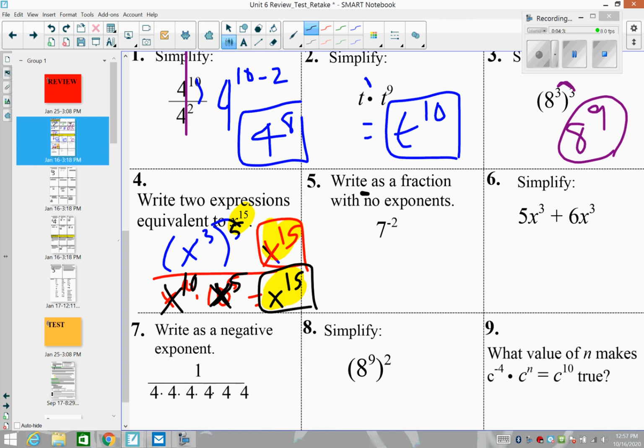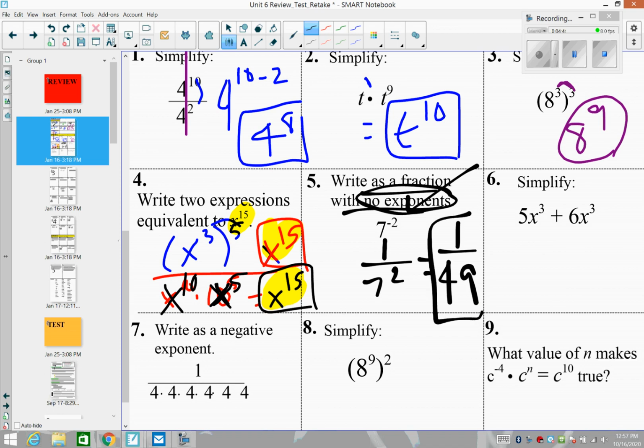This says write as a fraction with no exponent. So negative exponent means we're going to invert that, 1 over 7 squared. Notice I lose the negative. No exponents, it says. Write as a fraction, no exponents, becomes 1 over 49. 1 over 49. Next problem, this is order of operations here.